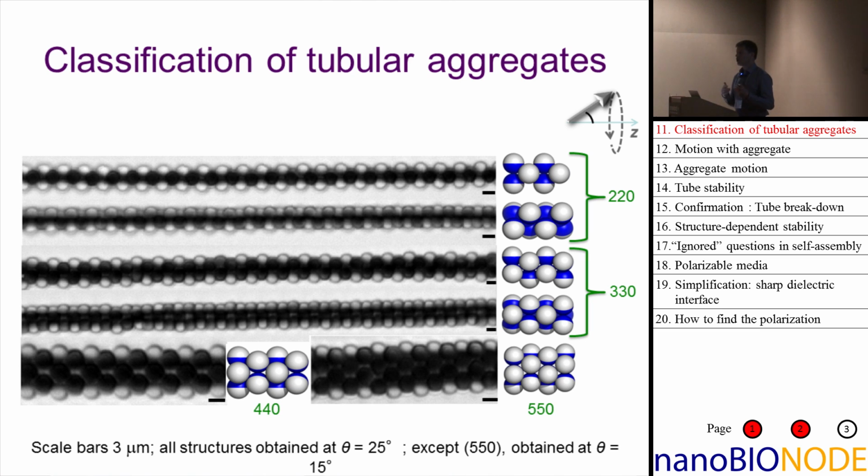So it turns out, over time, you end up with a whole zoo of tubes of different diameters. And in those tubes, the particles are ordered in a completely regular pattern. So the only difference here is that you have different diameters.